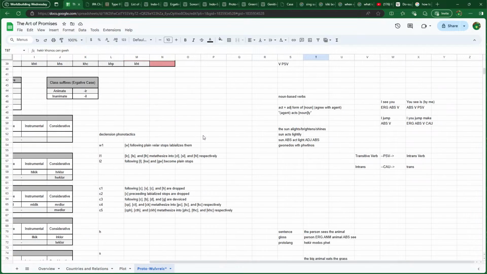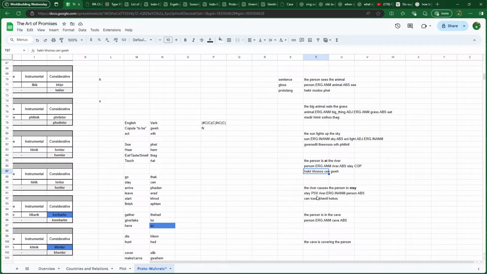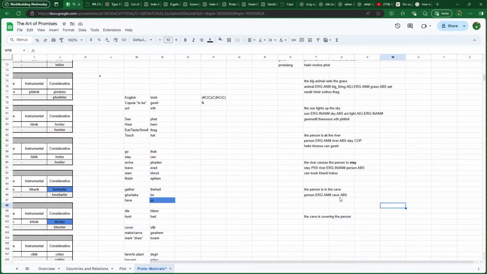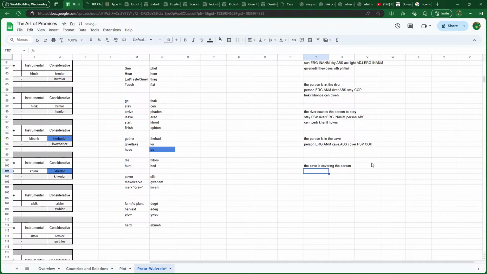Right, because it's the subordinate verb. No, I mean the copula is the verb, but stay is the postposition. So it goes after the object rather than before the object like a preposition would. So the person is in the cave. That means that this has to go, right? Yeah, cover, passive, and then the copula. But the cave is covering the person.